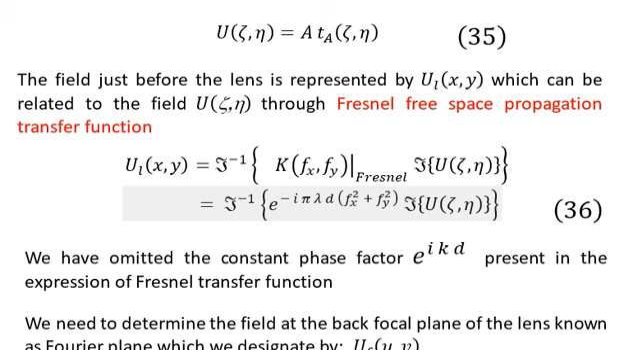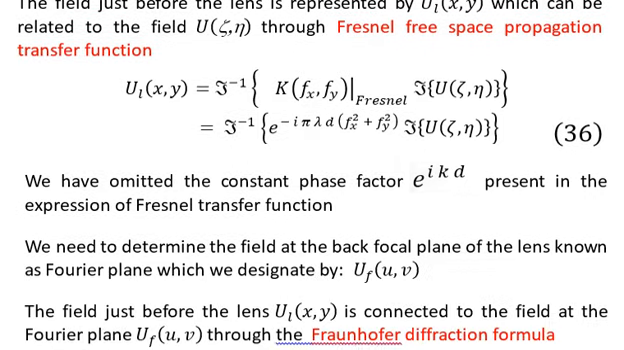And now you know that on the right hand side we have the field, which is the Fourier transform of the field just after the object, which is U of zeta and eta, as given in equation number 36. And in order to calculate this field, we have to evaluate the Fourier transform, that is the Fourier transform of U of zeta and eta.